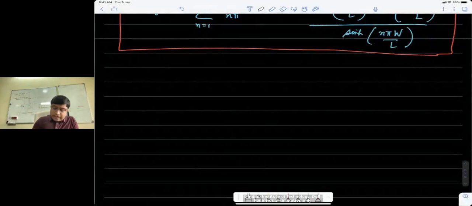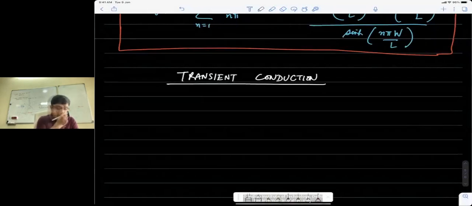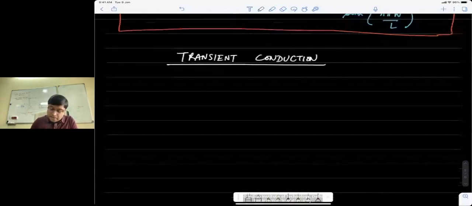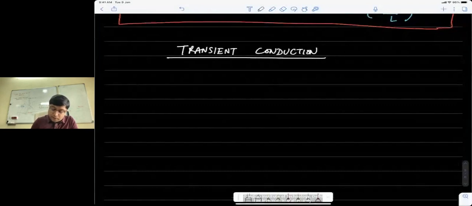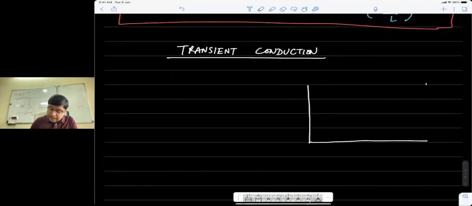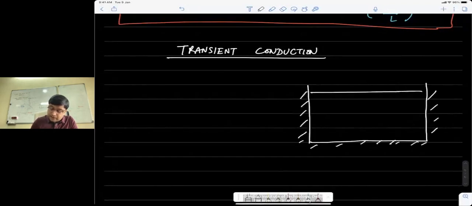We'll start with a very special case of transient conduction. Let me put the problem first, then I'll explain what I'm going to do with this specific case. Let's say we have a tank of some fluid. The tank is filled with some fluid, and the fluid has some temperature, maybe T infinity.